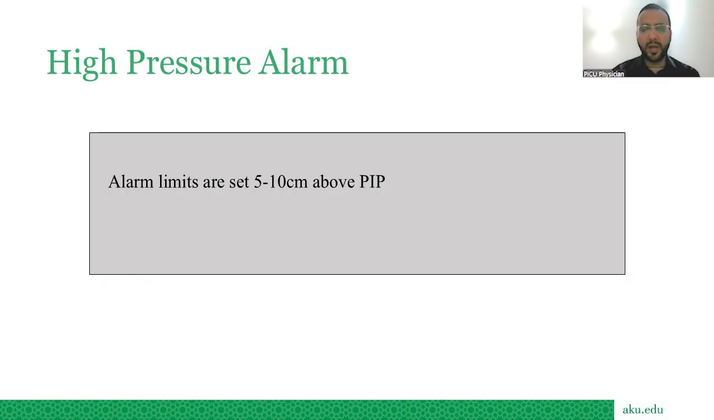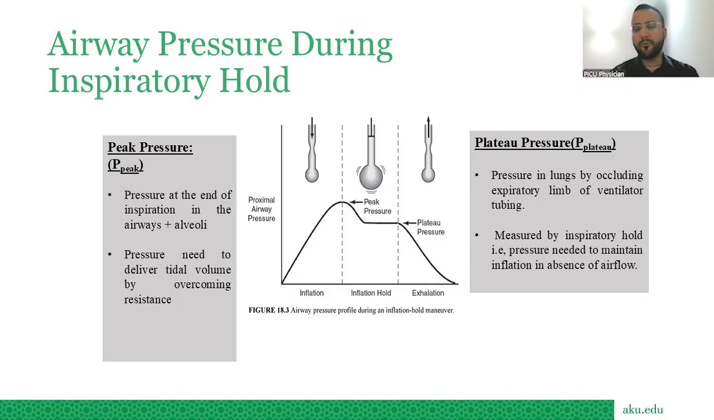So the first troubleshooting is the high pressure alarm. Alarm limits are generally set 5 to 10 centimeter above the peak inspiratory pressure. There are two types of pressure. One is peak pressure, called P peak. The second is P plat, or plateau pressure. What is P peak? I'll make it simple for you. Peak pressure on the ventilator is the pressure developed in the lungs at the end of inspiration, and this pressure includes the pressure in the alveoli plus that in the airways. So this is called peak pressure.